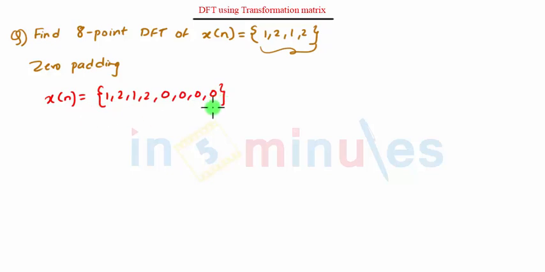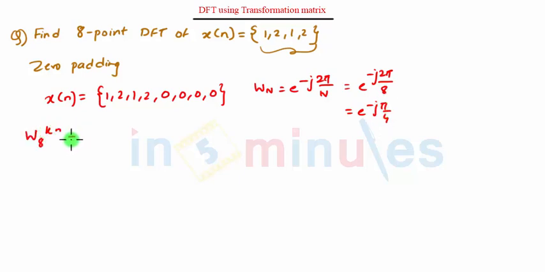Now we have to frame the twiddle factor. W_N is equal to e raised to minus j 2 pi by capital N. Here N is equal to 8. So it turns out to be e raised to minus j 2 pi by 8, which is e raised to minus j pi by 4. Now W8 raised to kn turns out to be e raised to minus j pi by 4 into kn. Here the range of k is 0 to N minus 1, which is 0 to 7.